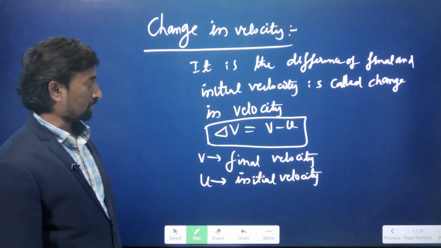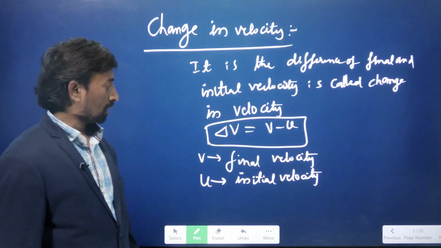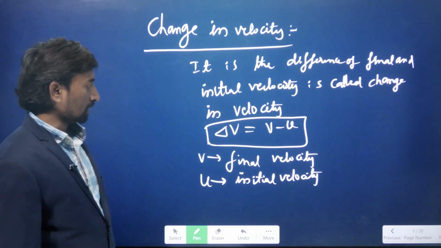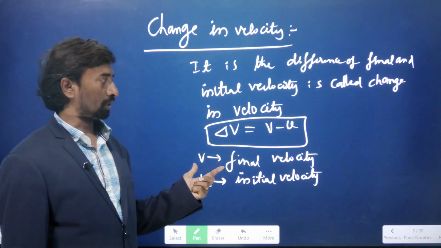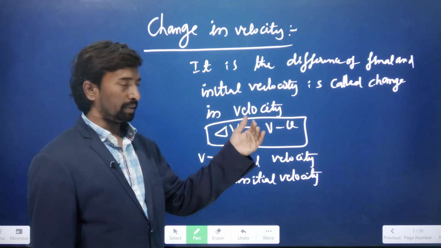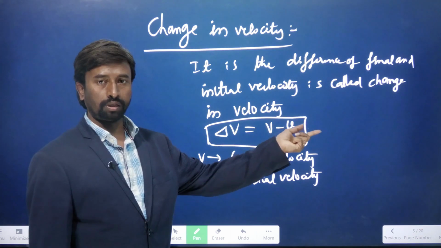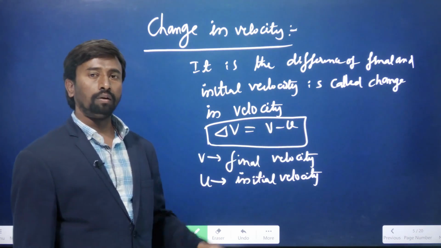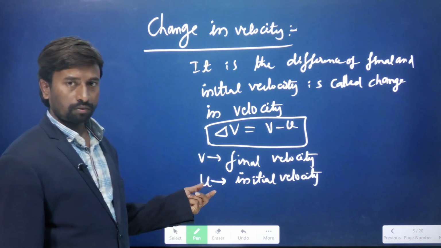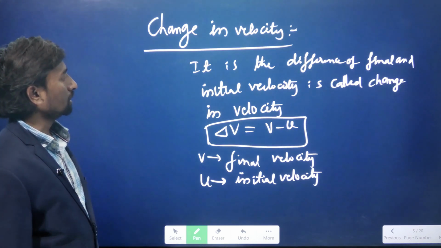If the final velocity of the body is greater than the initial velocity, then the change in velocity will give a positive value. And if the final velocity is lesser than the initial velocity, then we'll get a negative value. Means if a body is started from rest and its velocity increases, we get a positive change in velocity. When the body is going to be stopped, we'll get a negative value. The change in velocity will be negative. Okay. So this is called the change in velocity.